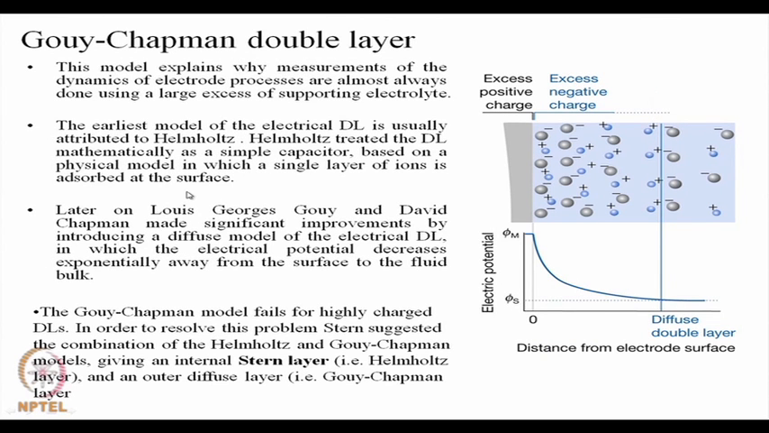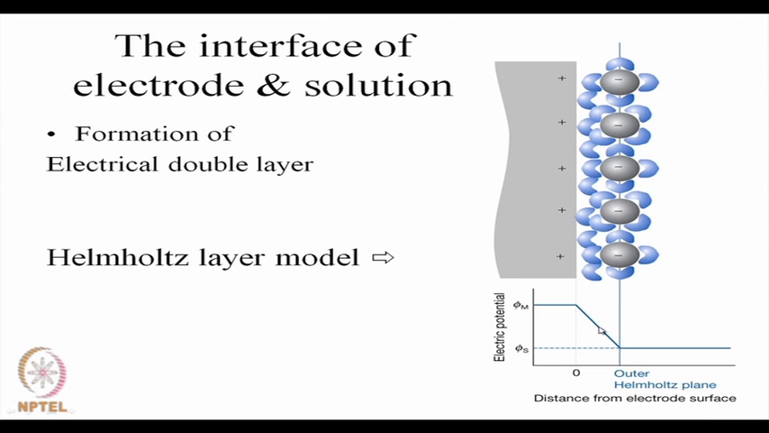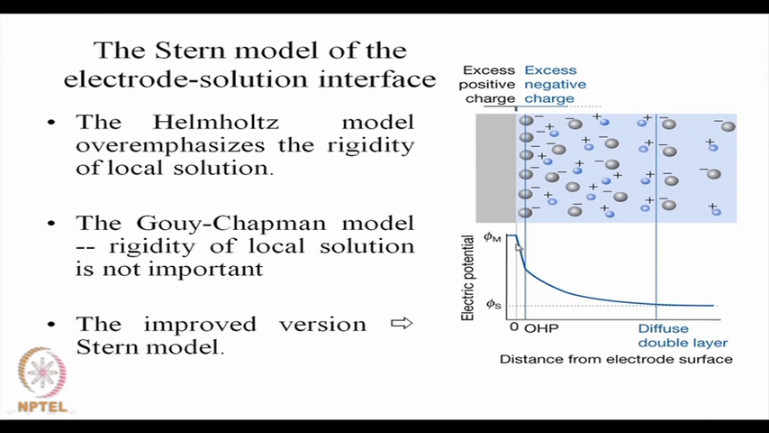Next, we talked about the Gouy-Chapman model. They have introduced a diffuse layer where the potential is changing exponentially with distance. Okay. And for highly charged double layers, maybe this model or the earlier model is not sufficient to explain the behavior. So, in that case Stern introduced a combination of these two: the nearby portion, the outer Helmholtz plane, is guided by the Helmholtz type of model and the outer portion is guided by the Gouy-Chapman model.